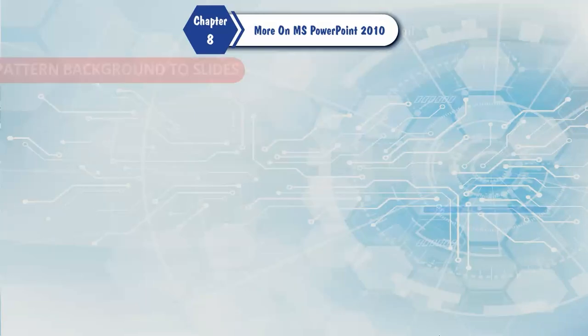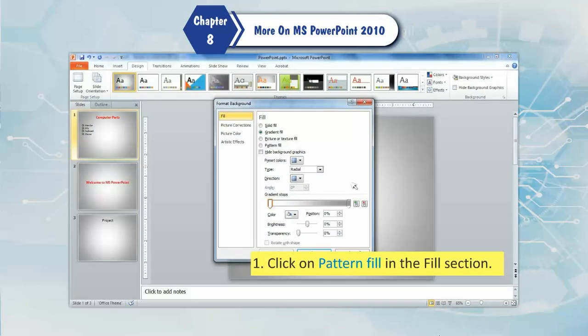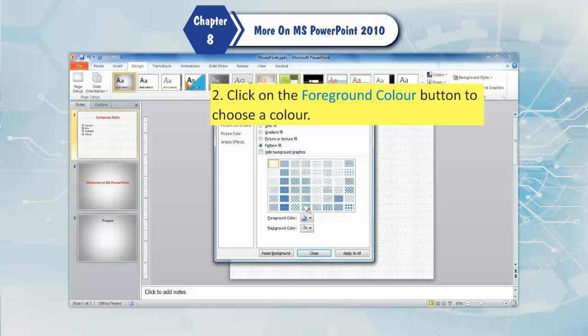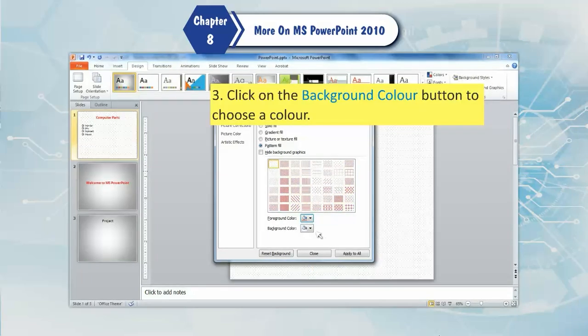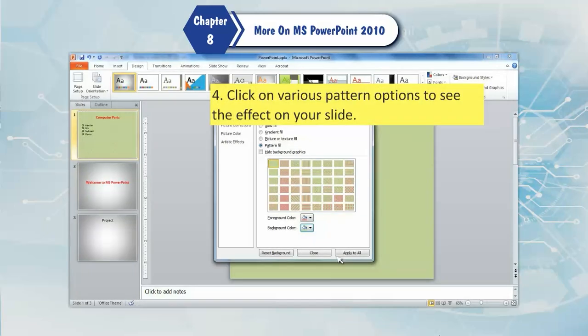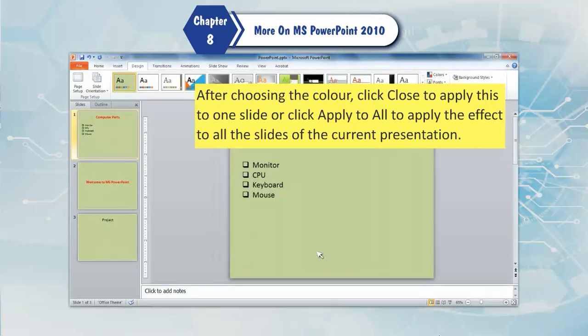Adding a pattern background to slides. Click on Pattern Fill in the Fill section. Click on the Foreground Color button to choose a color. Click on the Background Color button to choose a color. Click on various pattern options to see the effect on your slide. After choosing the color, click Close to apply this to one slide or click Apply to all to apply the effect to all the slides of the current presentation.